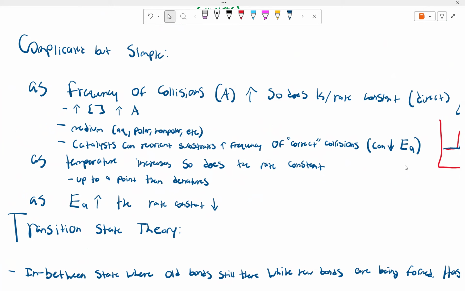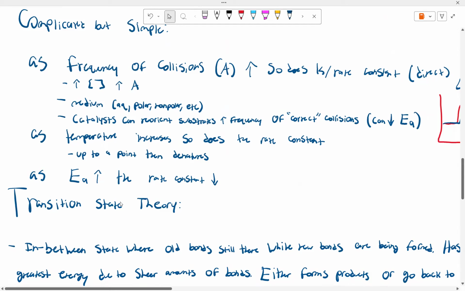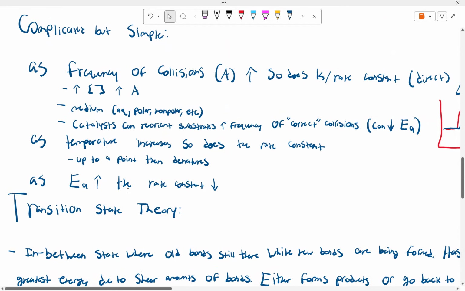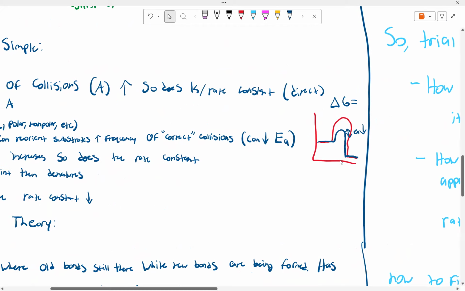But this is only up to a certain point, because after that you could start to have adverse effects, such as denaturing of proteins. As you increase the activation energy, your rate constant is going to decrease, which makes sense. Going back to over here, if you have a really high hurdle to overcome, chances are your molecules aren't going to be able to overcome that barrier very easily or often.